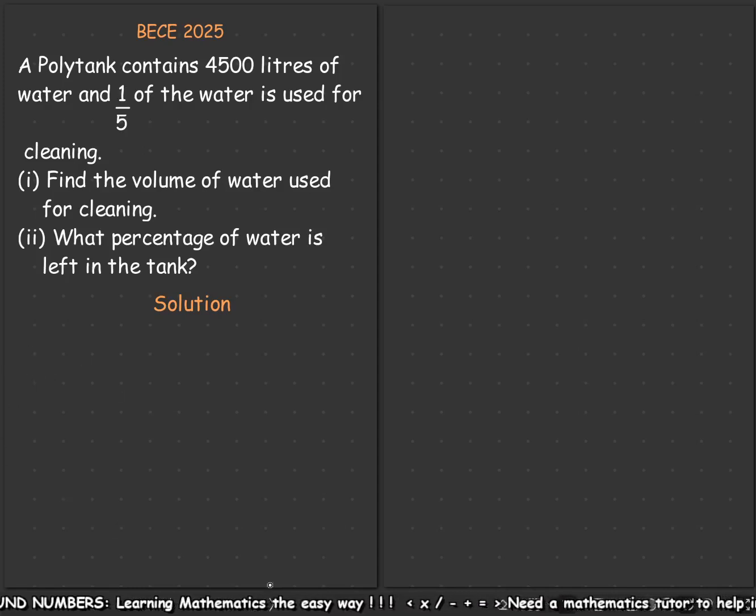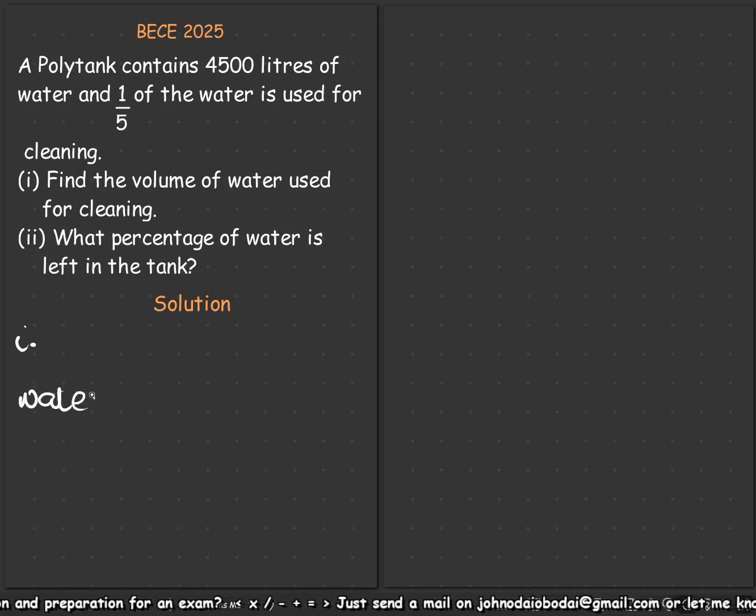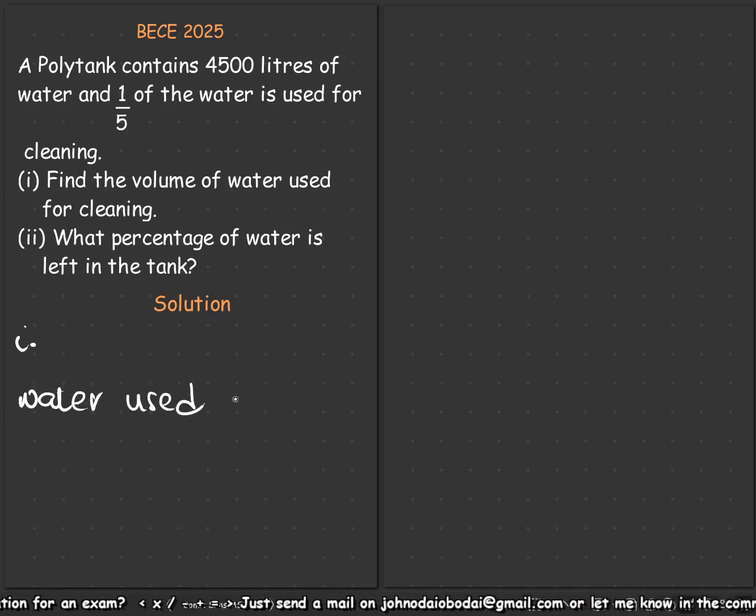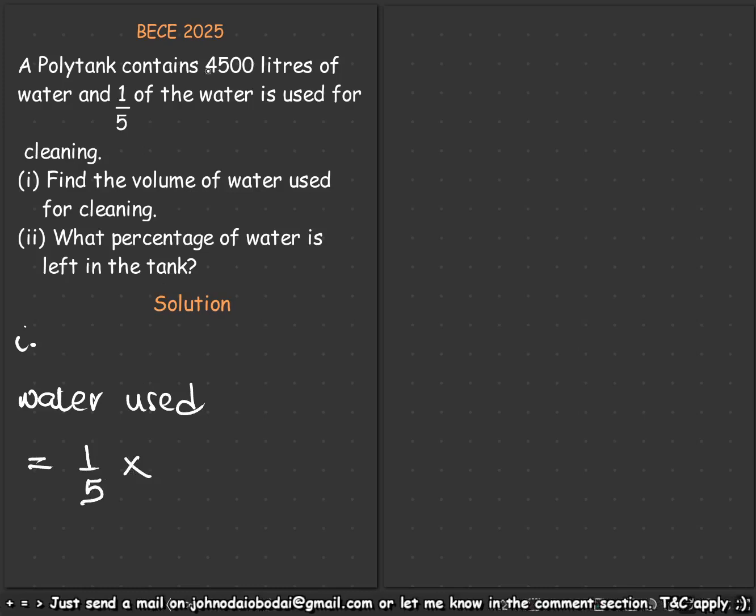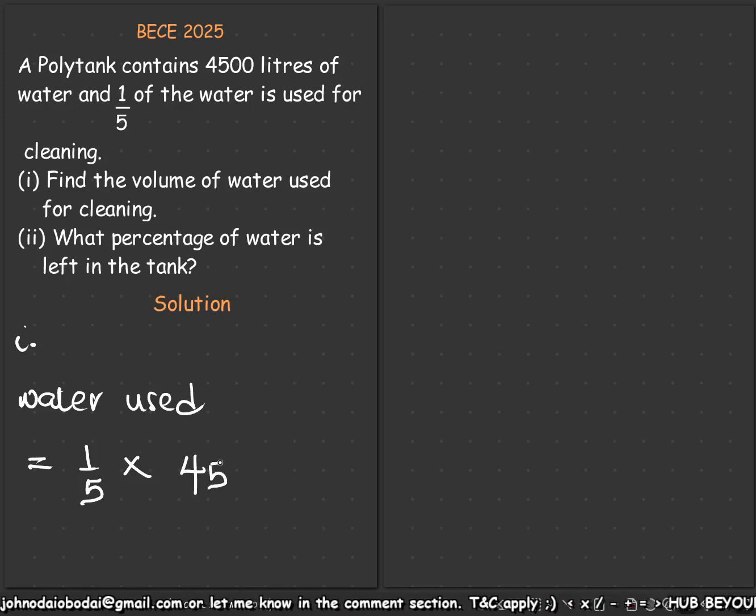Now for the first one, which requires us to look for the volume of water that was used for cleaning, we are told that 1/5 of the 4,500 was what was used. So if you want it in terms of quantity or volume and not fraction, then what are we going to say? Our water used is then going to be equal to what? 1/5 times the total quantity of water, which is 4,500.